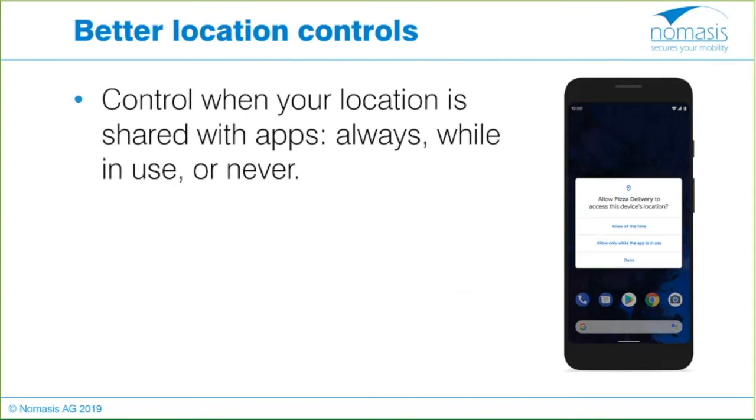Another one which is related to privacy is location controls. This is also something users care about because they don't want to be tracked everywhere. So now you can choose for each app and control when your location is shared. You can choose always, while in use, or never. This was already done in iOS, and this is now available in Android, and it is a very, very important feature. It shows again that Google is trying to show the users that privacy is a top priority.